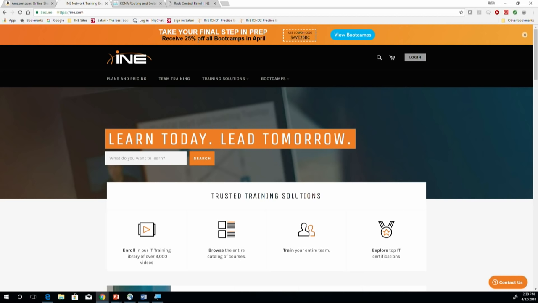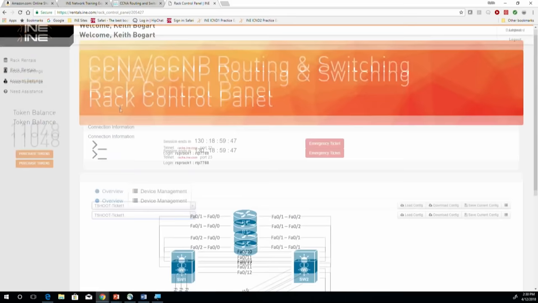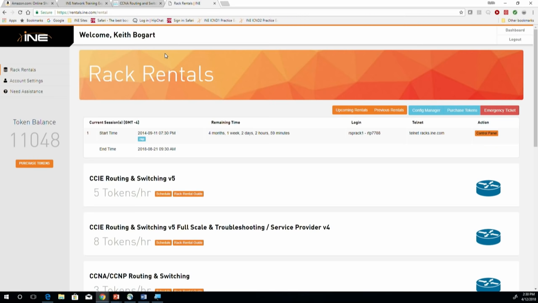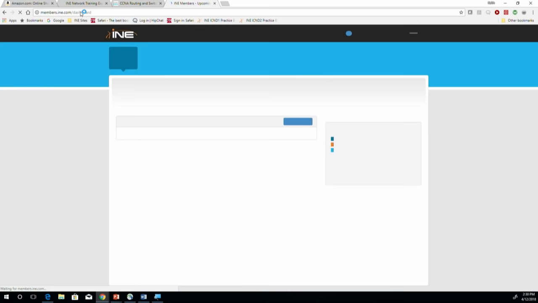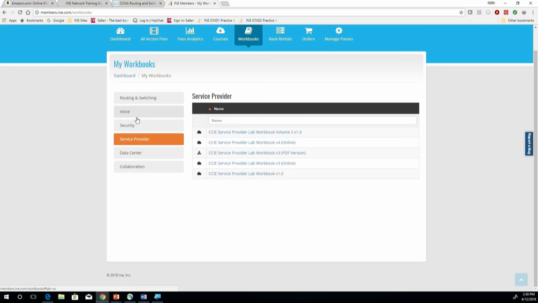But in addition to that, we have workbooks for CCIE level as well as CCNA and CCNP. If I go into my members account, you will see here under workbooks, for routing and switching, a lot of CCIE level workbooks. We also have it for service provider CCIE level. We have it for security CCIE. And clearly, if you rent time on our racks and pair it up with these workbooks, this is a good way for you to prepare for your CCIE lab as well.